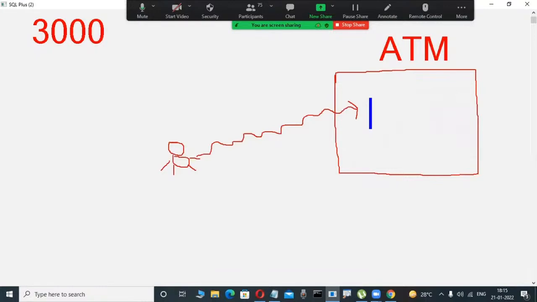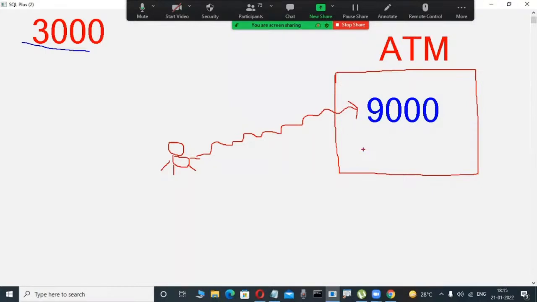Whenever I insert the ATM card, after that it will ask to enter the amount. In that case, maybe unfortunately, I mentally decided to withdraw 9,000 rupees. Now as I try to withdraw 9,000 rupees, am I getting 9,000 rupees? No. Here my balance is 3,000, so how can I get it? Okay, so 9,000 rupees is impossible.